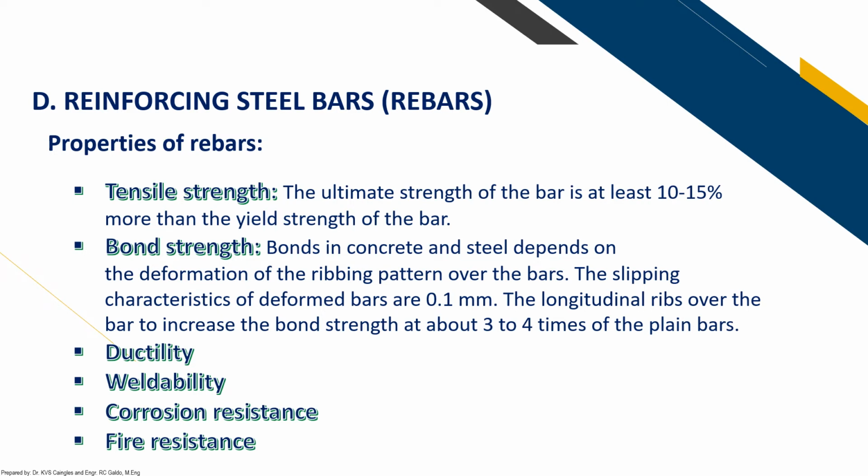Okay. Next property is, of course, the bond strength. Bonds in concrete and steel depend on the deformation of the ribbing patterns over the bars. The slipping characteristics of deformed bars are at 0.1 millimeters. The longitudinal ribs over the bar increase the bond strength to about 3 to 4 times that of plain bars. Okay. Next property is the ductility. Next is the weldability, the corrosion resistance, and of course, the fire resistance.